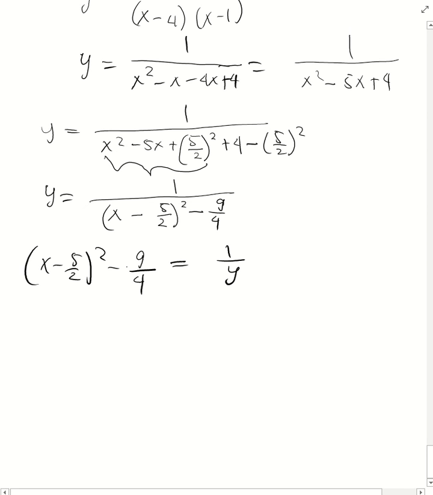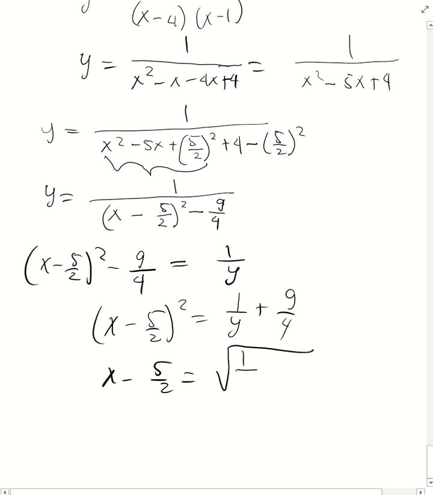Then next, we move the 9 over 4 to the right side because we want to solve for x. So x minus 5 over 2 squared is equal to 1 over y plus 9 over 4. Square root both sides. x minus 5 over 2 equals the square root of 1 over y plus 9 over 4. Then solving for x, x will be equal to the square root of 1 over y plus 9 over 4, plus 5 over 2.